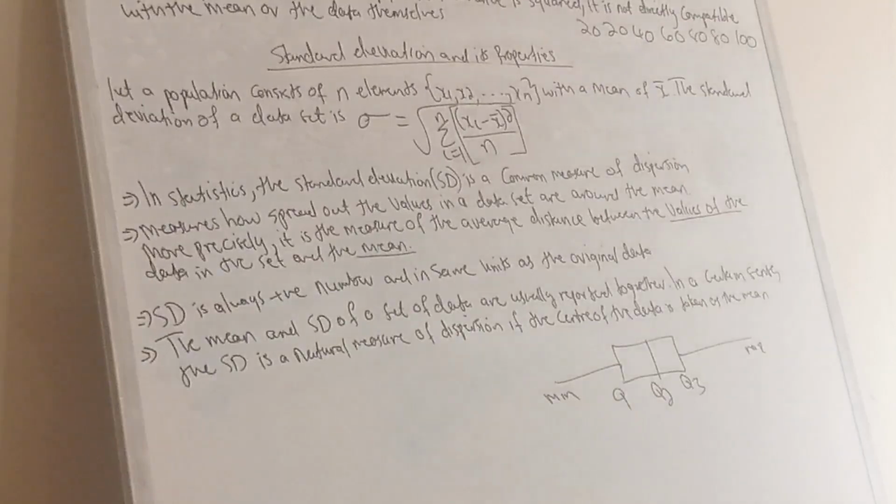How is that making any sense? In a certain sense, the standard deviation is a natural measure of dispersion only if the center of the data is taken as the mean. How do you take the center of the data as the mean? Q2? Q2 has nothing to do with the mean. The mean means you add the sum of those numbers, then you divide by the total number of elements. That's how you find the mean.